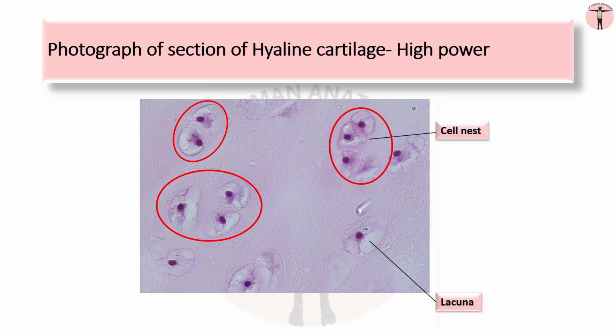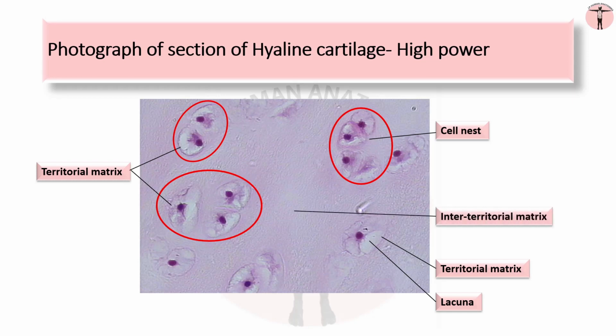These are the spaces in which the chondrocytes are lodged. Now, these lacunae are very clear because of the shrinkage of the cells. In the living, the spaces are completely occupied by the chondrocytes. Surrounding the lacunae, the matrix is intensely stained, which forms the territorial matrix. In between the cell nests, the matrix is lightly stained and is called interterritorial matrix.